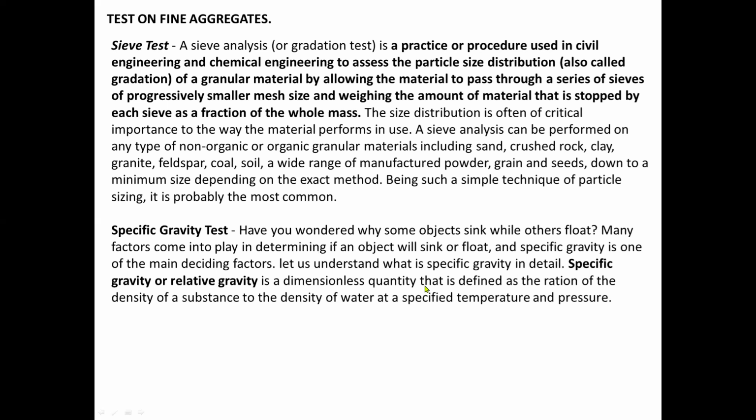Then we also have the specific gravity test under fine aggregates. Have you wondered why some objects sink while others float? Many factors come into play in determining if an object will sink or float, and specific gravity is one of the main deciding factors. Let us now understand what specific gravity is in detail. Specific gravity, also known as relative gravity, is a dimensionless quantity that is defined as the ratio of the density of the substance to the density of water at the specified temperature and pressure.